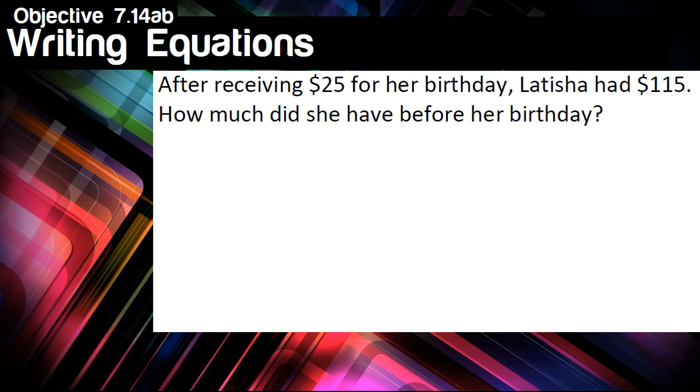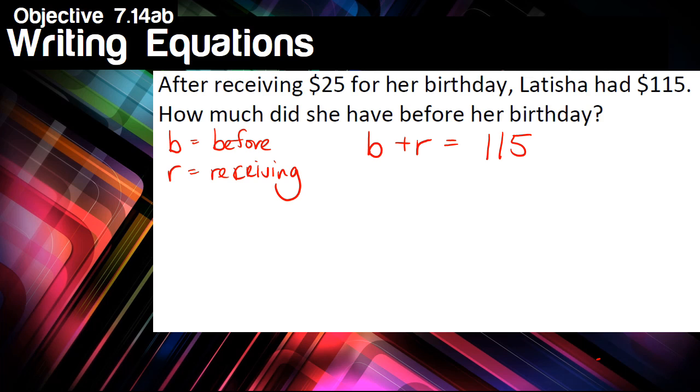Here's a question. After receiving $25 for her birthday, Latisha has $115. How much did she have before her birthday? So for before her birthday, let's label that as B. So this is B before her birthday. And then she received, so we'll label that as R. We'll call that receiving money. So beforehand, she received some money. And then what she has now is she's rolling in the cash, $115.